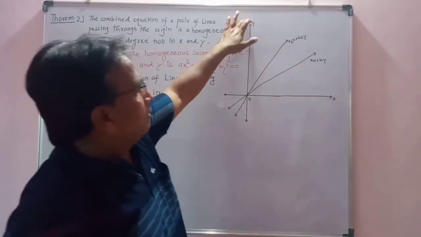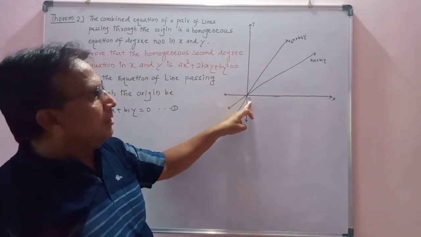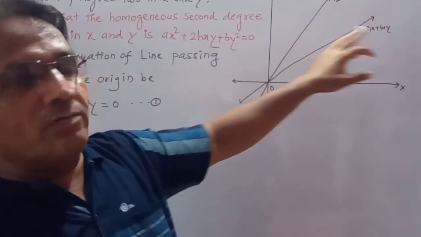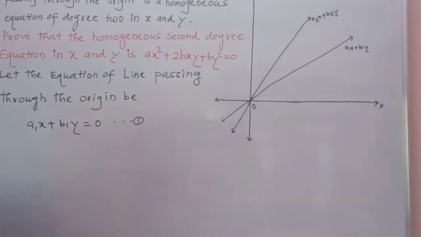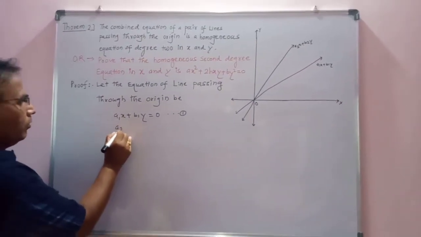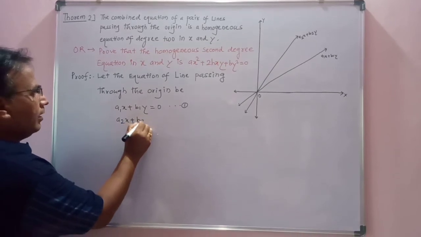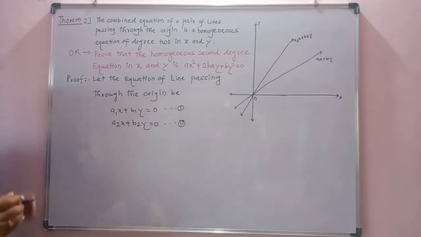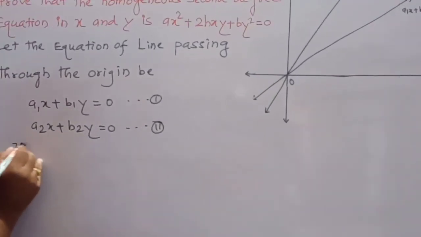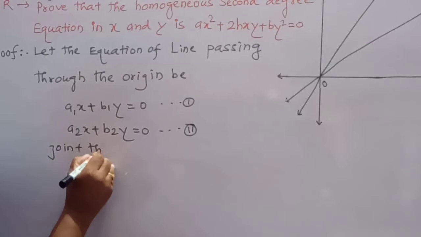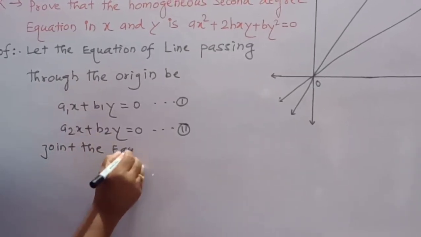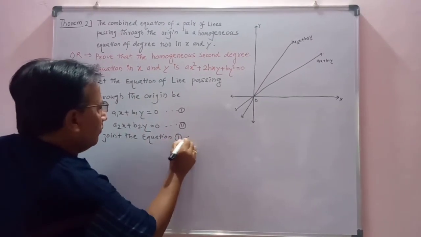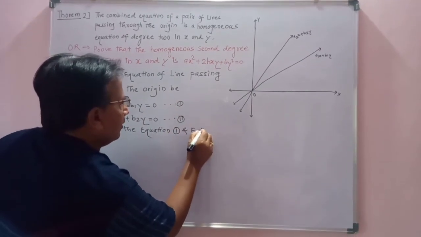This is the x-axis, this is the y-axis, and origin is O. Passing through the origin, first line is a1x plus b1y and second line is a2x plus b2y. Therefore, a2x plus b2y equal to 0. This is the equation second. Join the equation first and second.